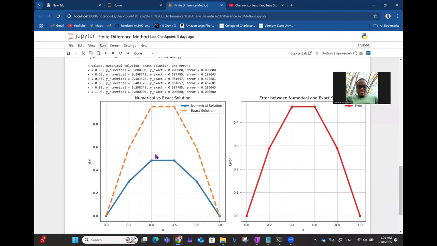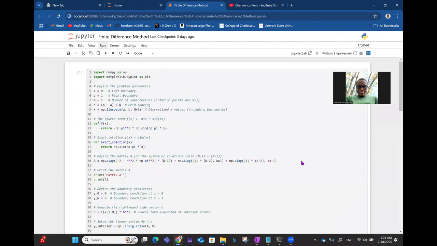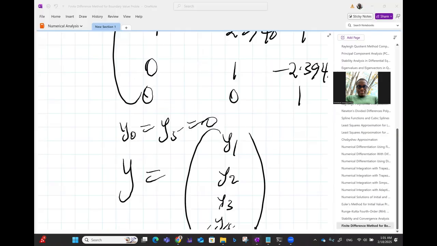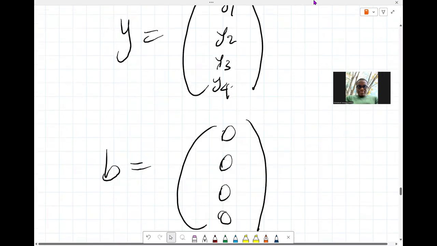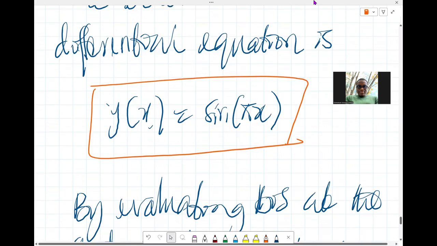So you see the blue is the numerical solution. The exact solution is the one in orange. So the error itself is shown in red right here. So you can actually use finite difference method like that to deal with boundary value problems. It can be a bit tedious, but it's not impossible to deal with. So that helps a bit.